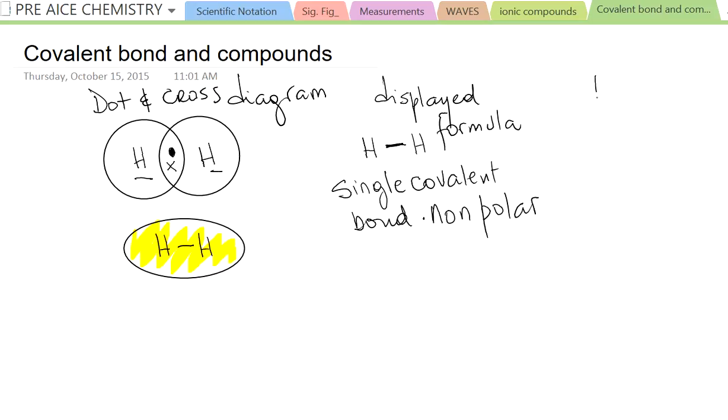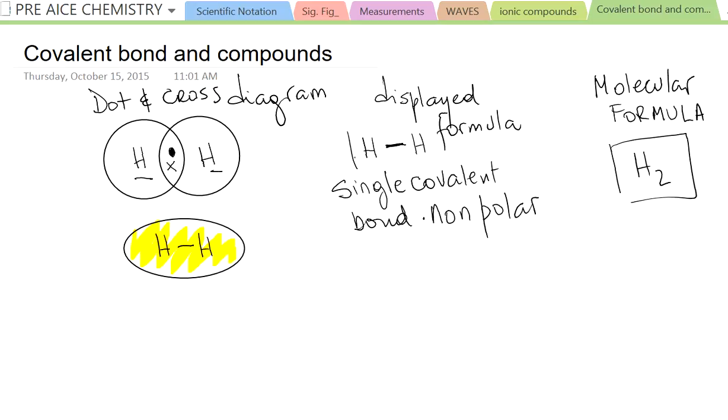And the molecular formula is what? H2. Good. This is the molecular formula. That's why we represent hydrogen as H2.